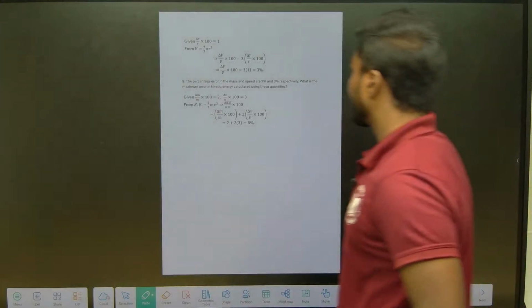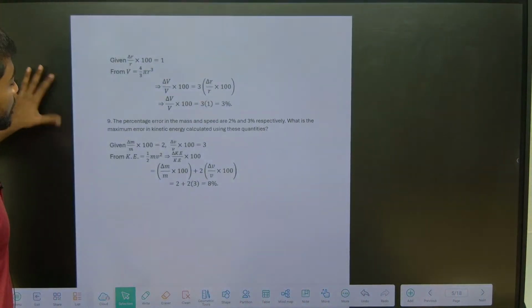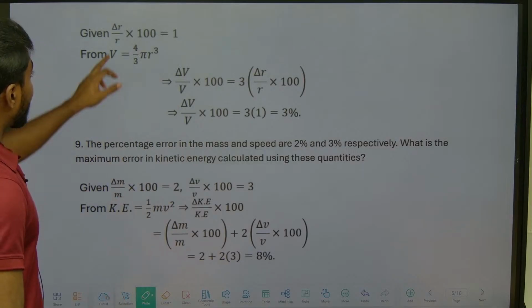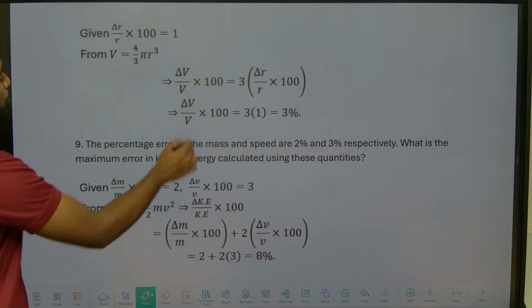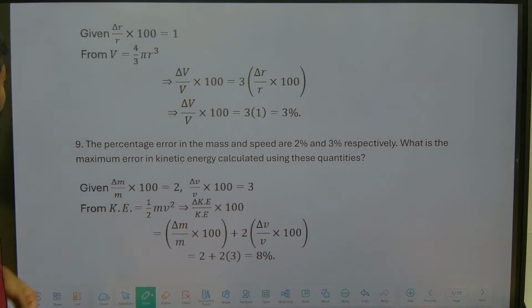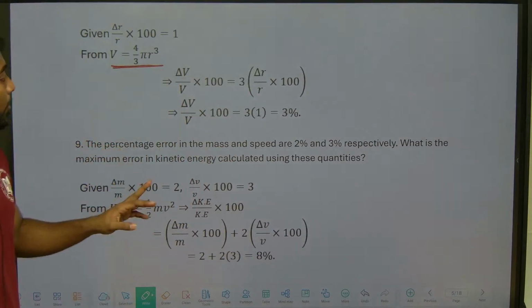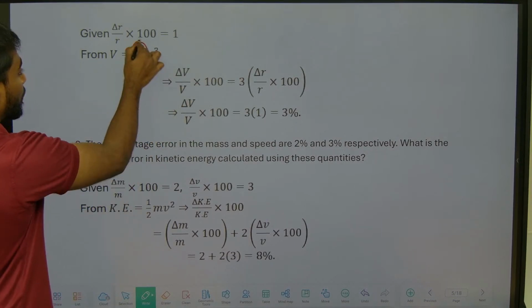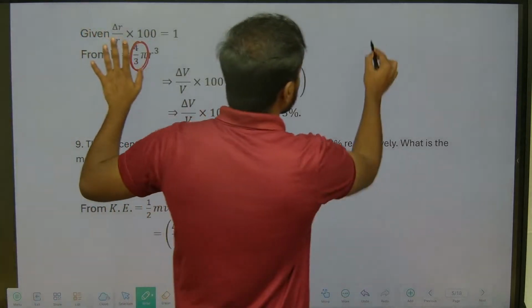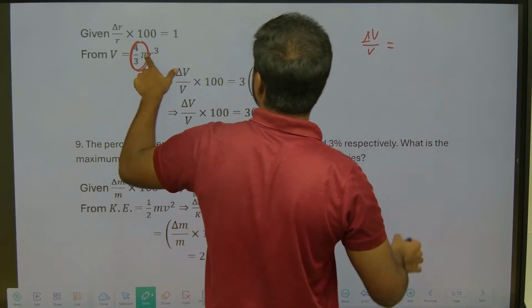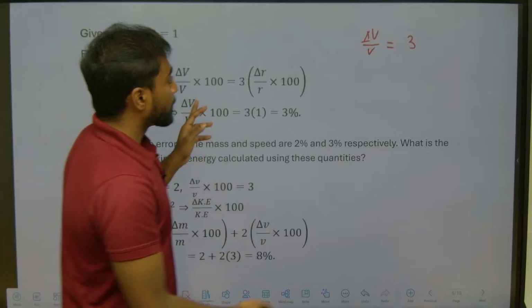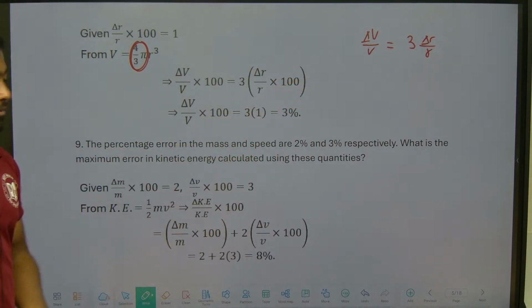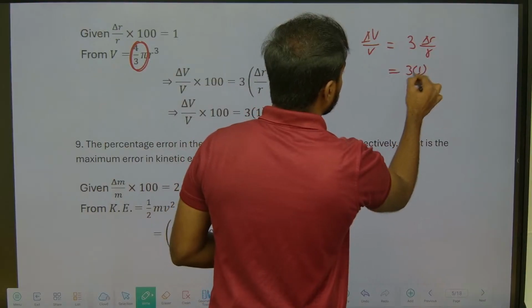Delta r by r into 100 will be 1. We know the volume is 4 by 3 pi r cube. Whenever we have this kind of question, leave aside the constants, 4 by 3 and pi. For volume, I can write delta V by V equals 3 times delta r by r. Now I can multiply easily: 3 into 1, which is nothing but 3%.